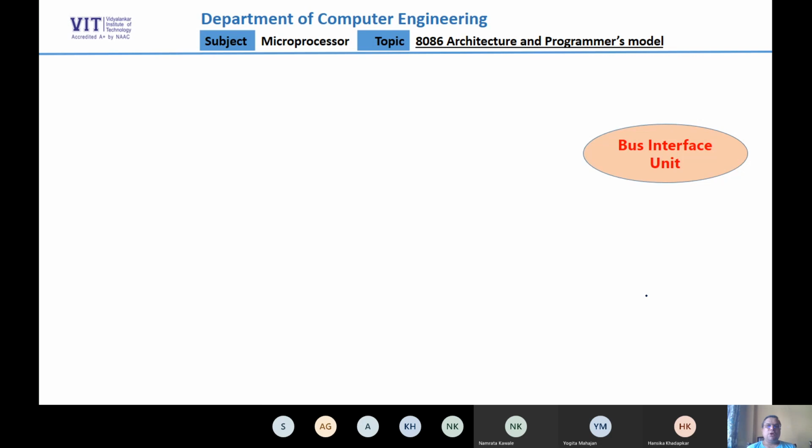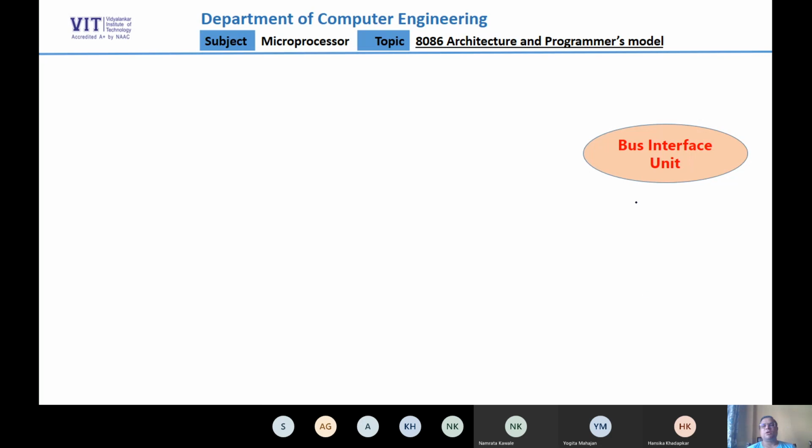Now what I wanted to show you is the architecture of the 8086 processor. As I already told you, the 8086 processor is internally divided into two parts. One part is called the bus interface unit.